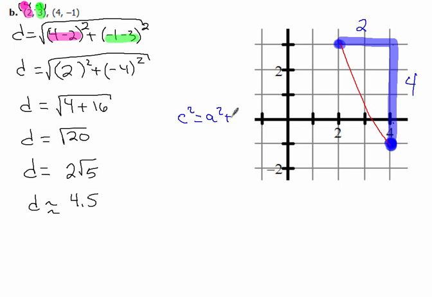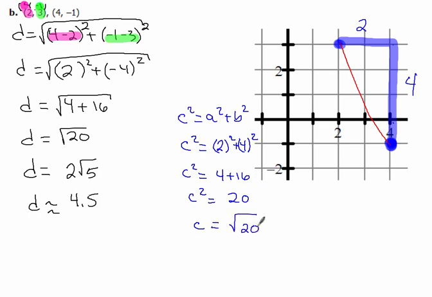So when I write my Pythagorean theorem, c squared equals a squared plus b squared, the piece that I'm trying to find is that length, c squared. Substituting in, it doesn't matter which one I use for a or b. I'll have 2 squared plus 4 squared. 2 squared is 4. 4 squared is 16. When I find their sum, I get 20. And again, I only want the positive square root here, so I take the square root of 20.